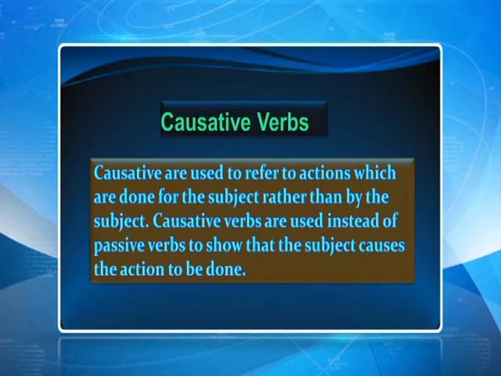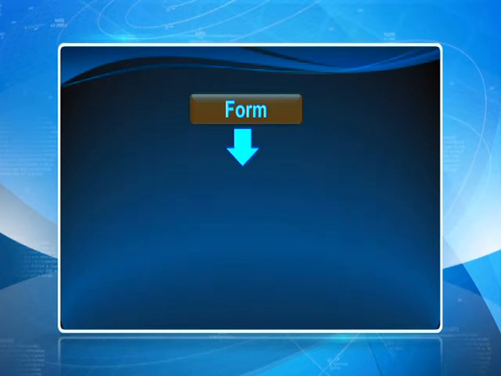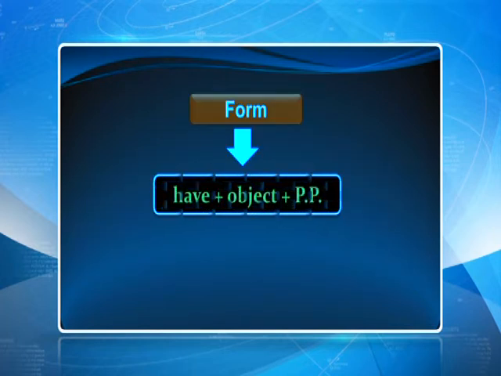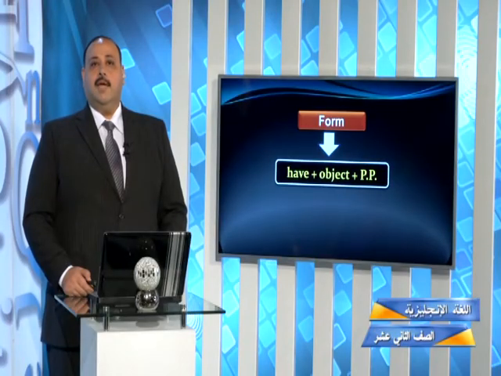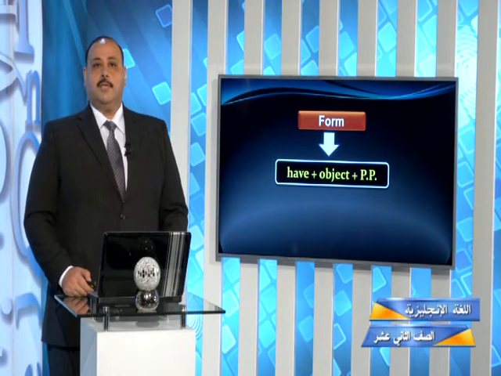Now let's see the form of causative verbs in all tenses. This is the form. We will stick to this form when we change into causative verbs. It is usually have, followed by the object, and then we have the past participle. And as you know, have will not be fixed. It will change according to the tense of the sentence.